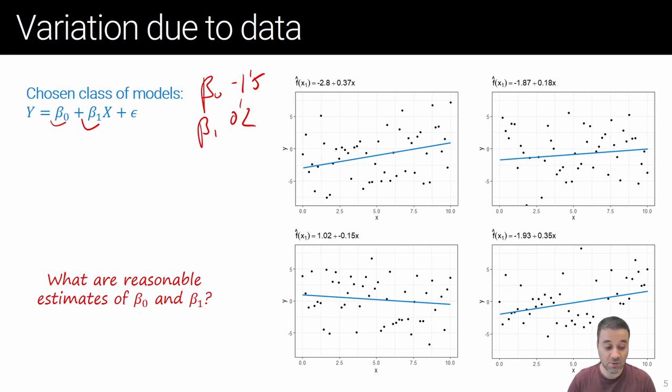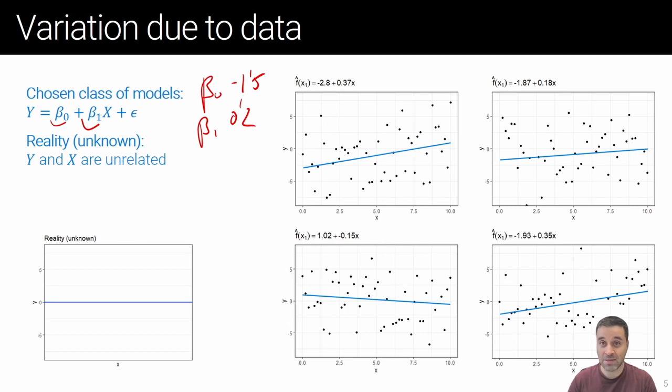Well, guess what? In reality, x and y are completely unrelated. They're independent of each other. Y has nothing to do with x. And it just so happened that we were a little bit unlucky in our data, perhaps, to have all these positive and negative relationships. So what the model should have been is beta 0 is 0 and beta 1 is 0. So there's no relationship between them.